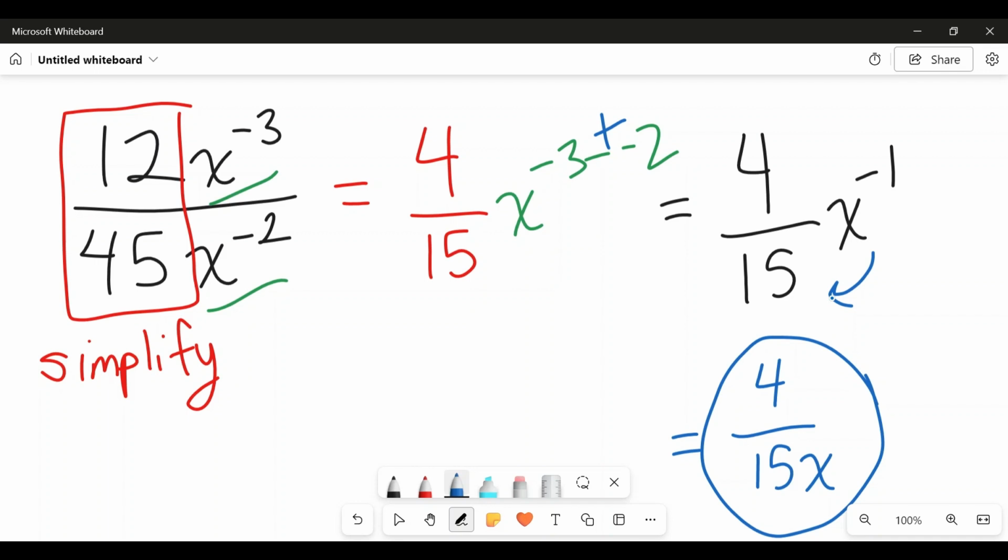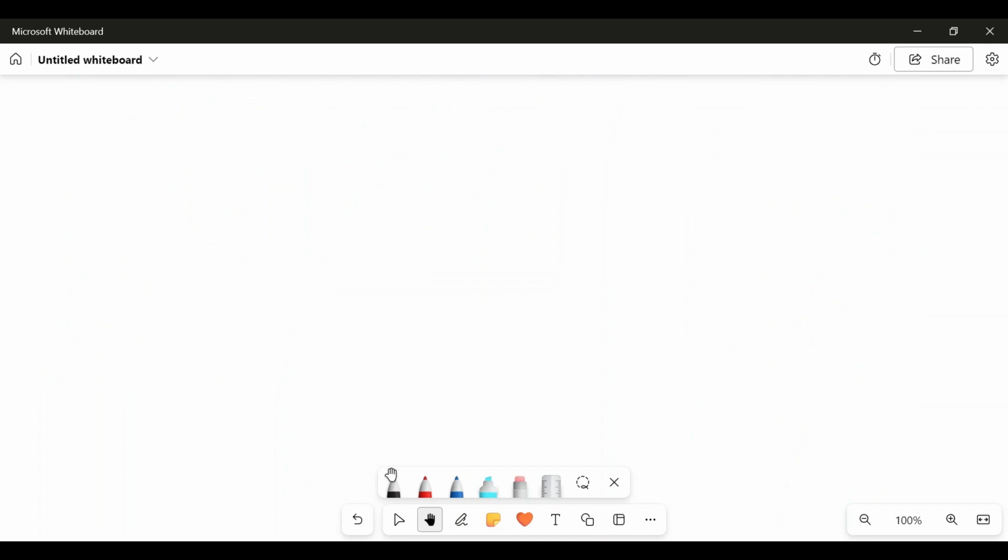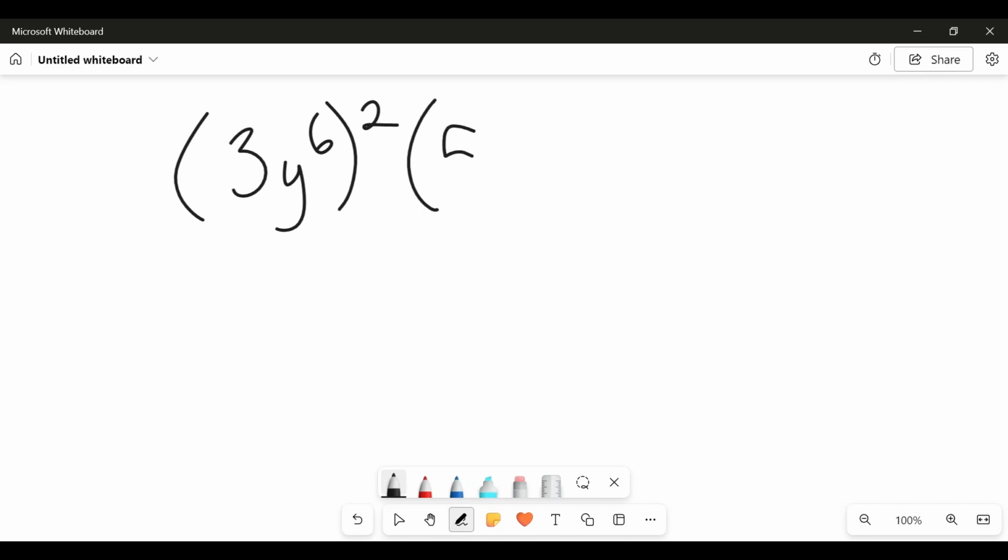So we took a look at multiplying, we took a look at dividing. One more scenario I want to show you. Let's do 3. We'll change this letter up to Y. All right, in this scenario, I threw in a 2 here, right? So I threw in a 2 outside of the parentheses.